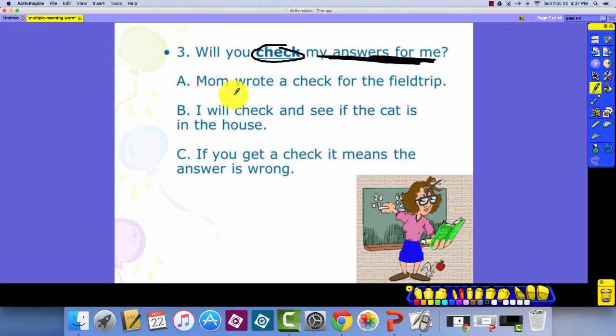A, mom wrote a check for the field trip. She doesn't talk about spending money or needing money for anything, so I don't think mom's writing a check for the field trip. B, I will check and see if the cat is in the house. Again, she doesn't mention anything about a cat.